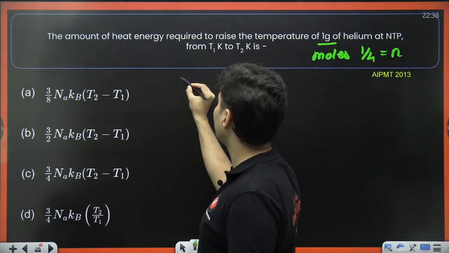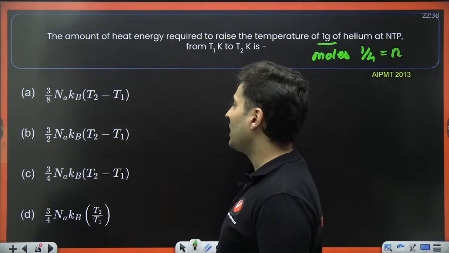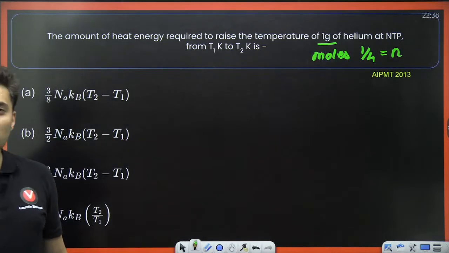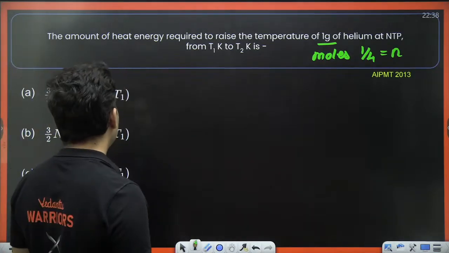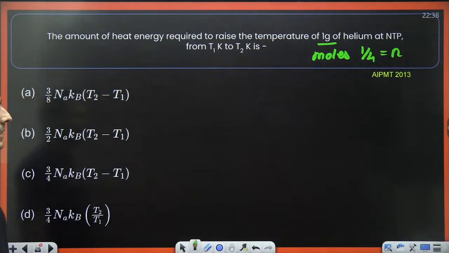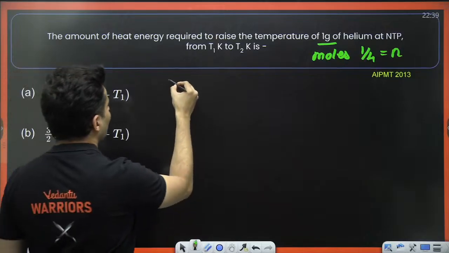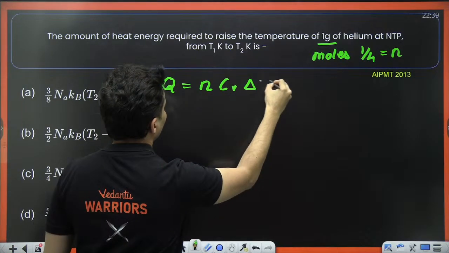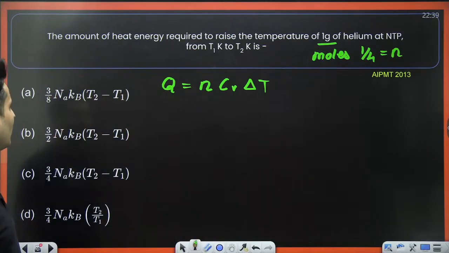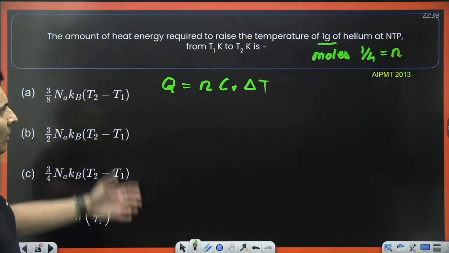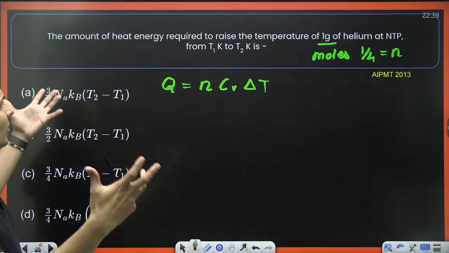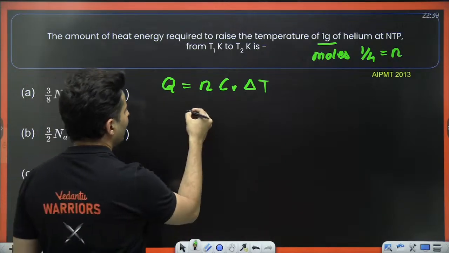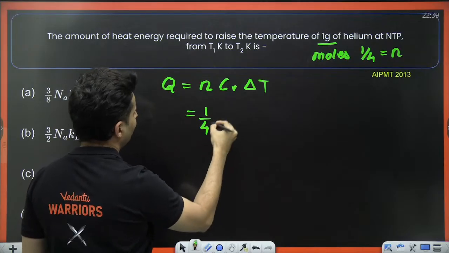And amount of heat energy required to raise the temperature at NTP. My dear students, which formula will you use? NC delta T. So Q is basically NC delta T, assuming that this is done at constant volume. Okay, there is no change in the volume. Let's assume that. So then number of moles is 1 by 4.